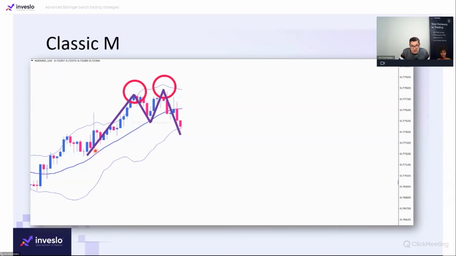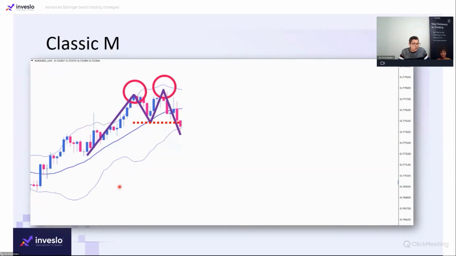So we can identify a very beautiful M here, and then we have this lower relative top here because the price doesn't close above the upper band. So as soon as the price gets below the previous low, it triggers a sell signal for us, and we can say that we identified the M top.